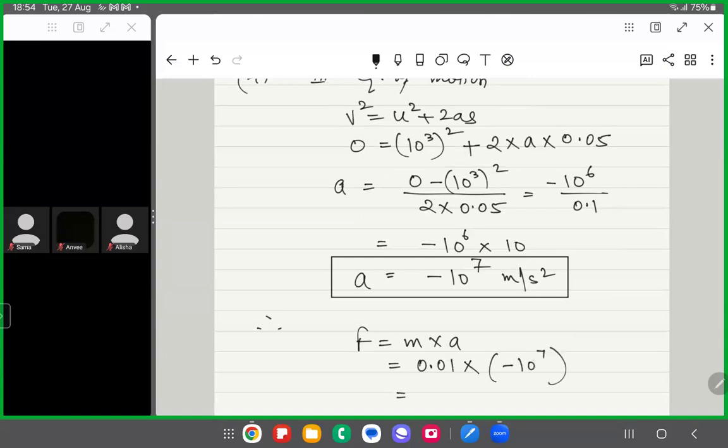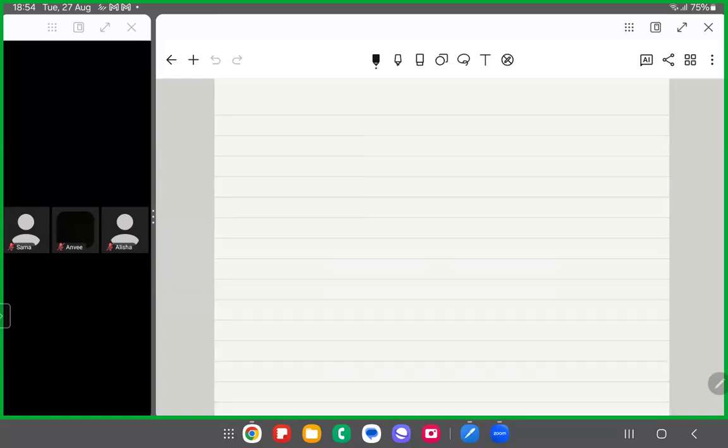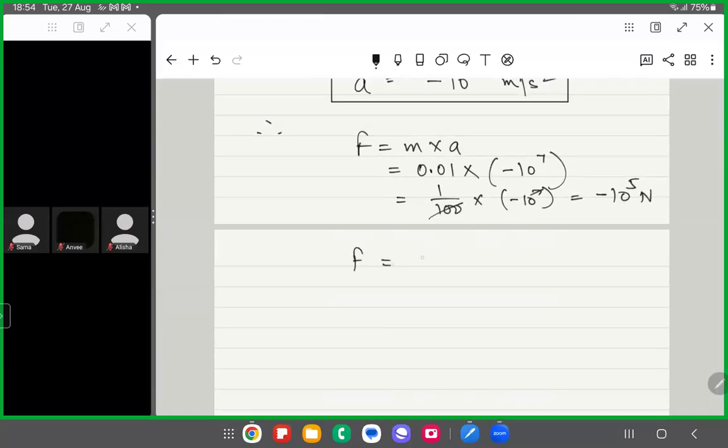So this is equal to 0.01 means 1 upon 100 into minus 10 to the power 7. So it will become minus 10 to the power 5. Okay. So what will be the force? It is minus 10 to the power 5 Newton. So this negative is the resistive force exerted by the sand on the bullet, right? And this negative sign shows that the force is against the direction of the motion.